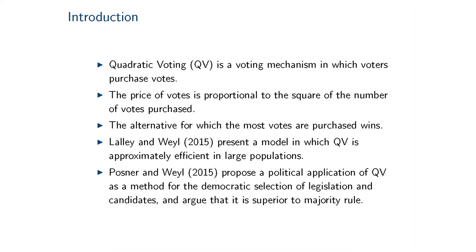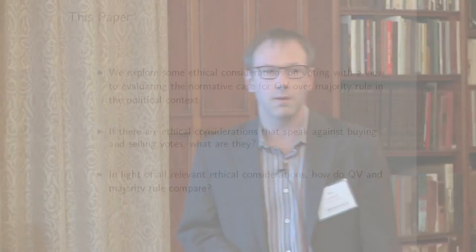Lalley and Weyl present a model in which QV is approximately efficient in large populations. And Posner and Weyl propose a political application of QV as a method for selecting legislation and candidates. And they argue that it's superior to majority rule, one person, one vote.